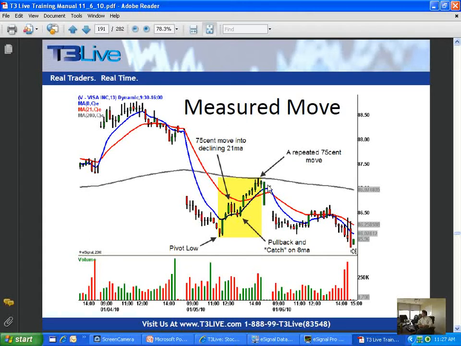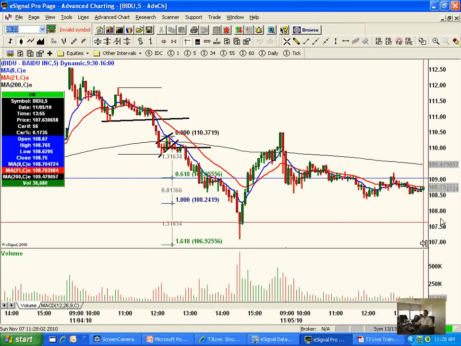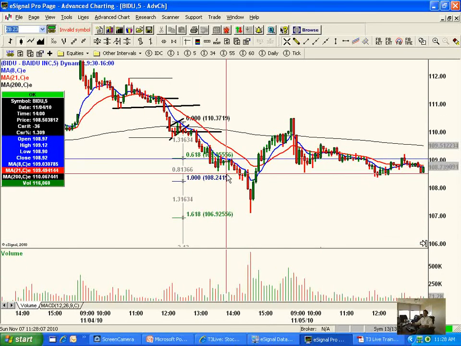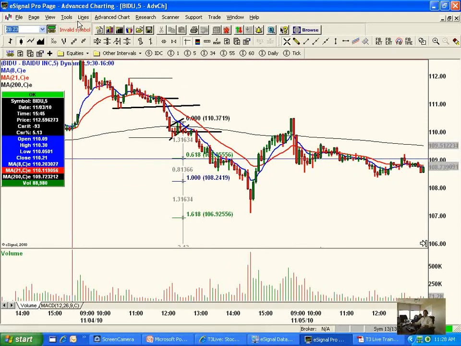A 100% extension and a measured move are the same thing. Does that make sense? Let's go back to our charts for a second. A 100% extension, which we determined down here was 108.25, is basically, let me remove all these lines.